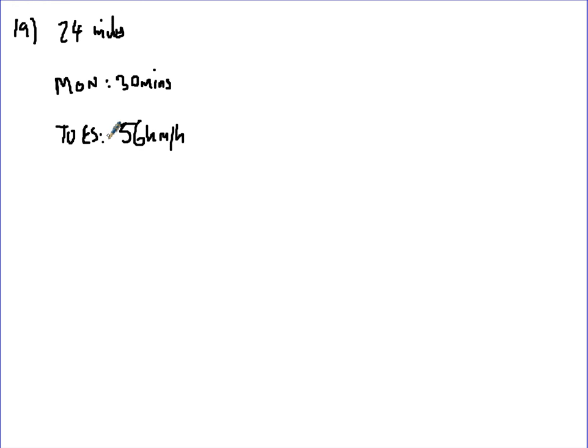Question 19, and the final question here. Quite a lot of words to this, so again you may want to be writing things down as you're reading through. Mr. Smith drives 24 miles to work. On Monday his journey takes 30 minutes, so on Monday it's 30 mins. On Tuesday the average speed of his journey to work is 56 kilometers per hour. That's the Tuesday information. Did Mr. Smith drive more quickly to work on Monday or Tuesday? So which one was quicker?